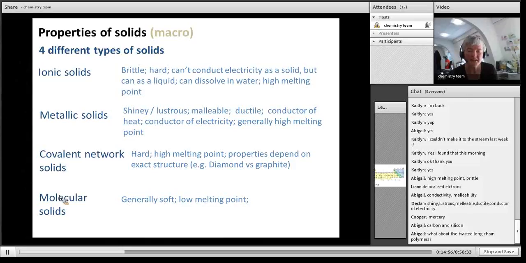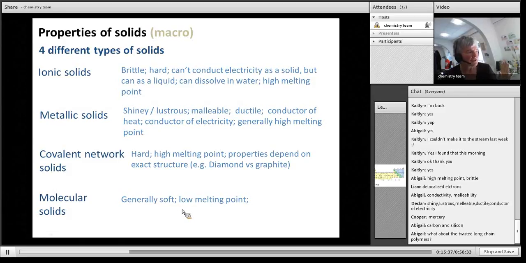If they are cross-linked, like in your car tires, so you have your long molecules, but they're also covalently bonded between the molecules, that now changes it to a covalent network solid, and the melting point increases. As you know from your car tires, they don't melt on a hot summer's day, whereas your polythene melts very easily. The glad wrap or cling wrap you put over your food melts pretty easily.